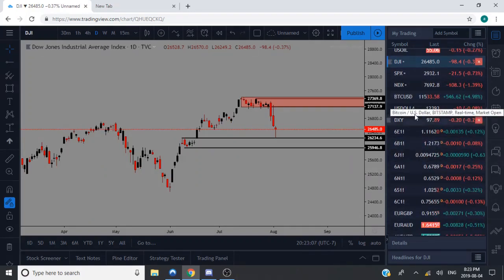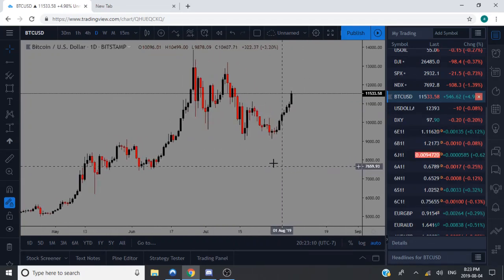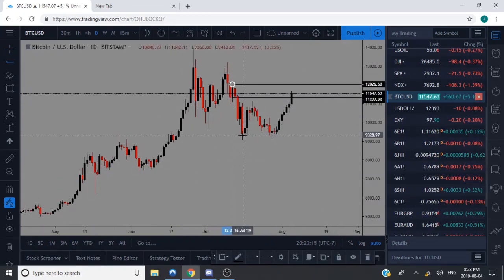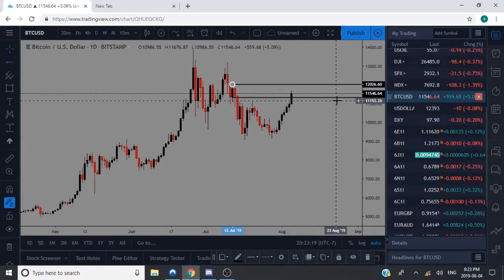SPX, it's all the same thing. Let's just keep going. Bitcoin, I don't see anything on Bitcoin. There's a little supply right there, but nothing too special. You can see how price is grinding up into it. I'm not a big fan of that.